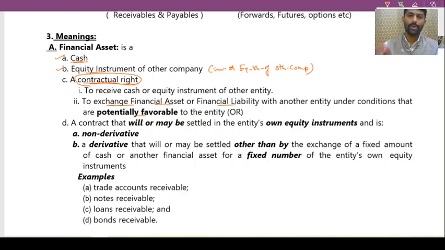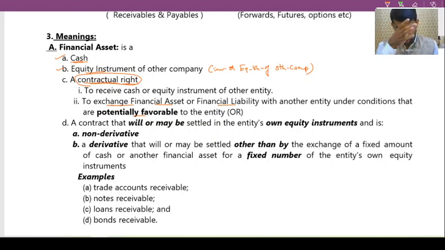Yeah. So here, look out. I have covered 4 aspects. In that, there are 3 categories, but out of that, secondarily 2 categories. First one is cash itself. Second one is equity instrument of another entity. Third one is a contractual right to receive cash or equity instrument, or a contractual right to exchange financial asset or financial liability in a condition that is potentially favorable to the entity. Understanding slowly?